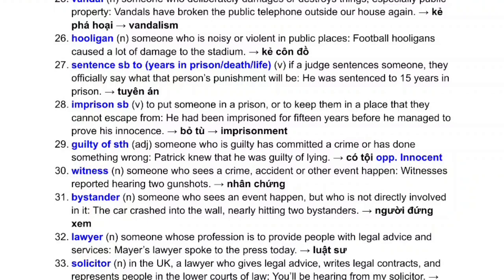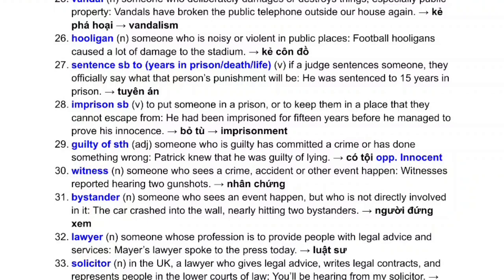28. Imprison somebody. It means to put somebody in a prison or to keep them in a place that they cannot escape from. Example: he'd been imprisoned for 15 years before he managed to prove his innocence. And the noun of imprison is imprisonment.